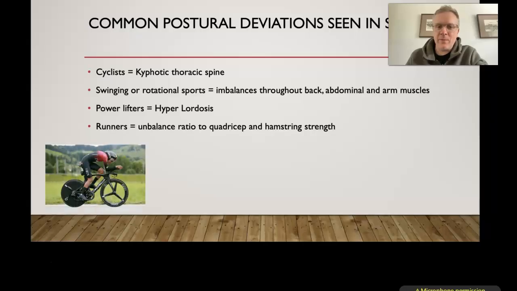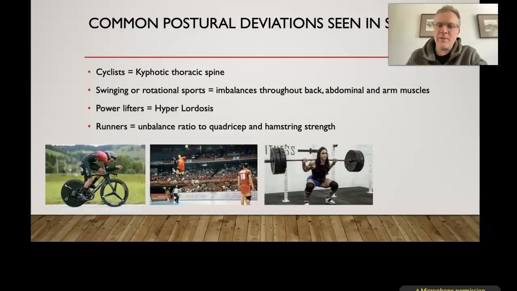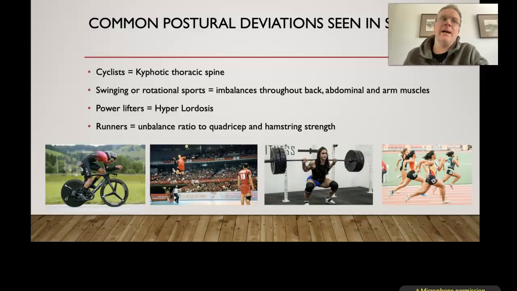Definitely there are some examples that we could possibly see throughout sports. We've talked about before commonalities we can possibly see through sports, through specific actions that we do, chronic actions or repetitive actions. But these are commonalities that we can see in sports and athletes. These are just some examples. Definitely with cycling, you're going to see that kyphotic type motion, trying to be more aerodynamic. Definitely with swinging rotational type sports, you can see imbalances throughout the back, and from arm to arm or leg to leg.